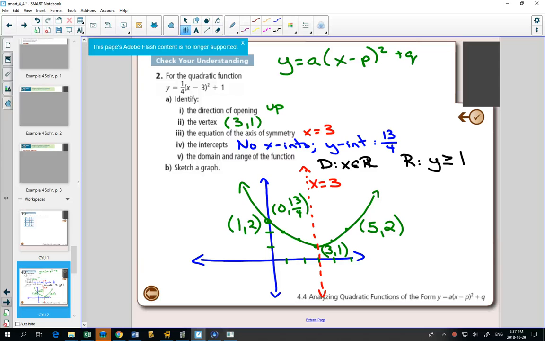Okay, practice some graphing. Questions 6 and 8.